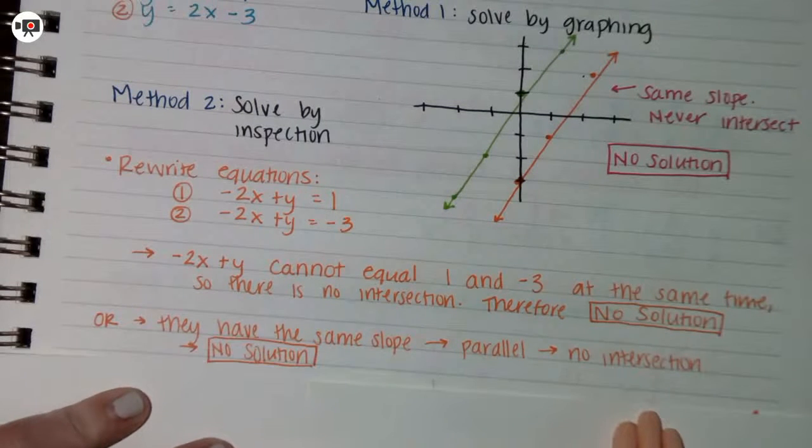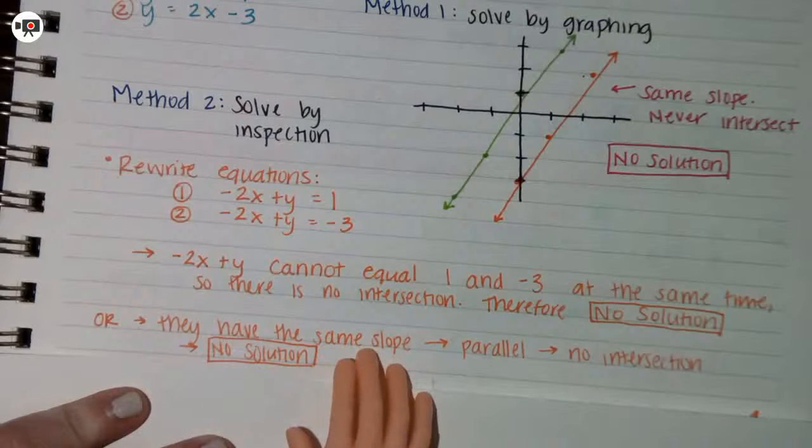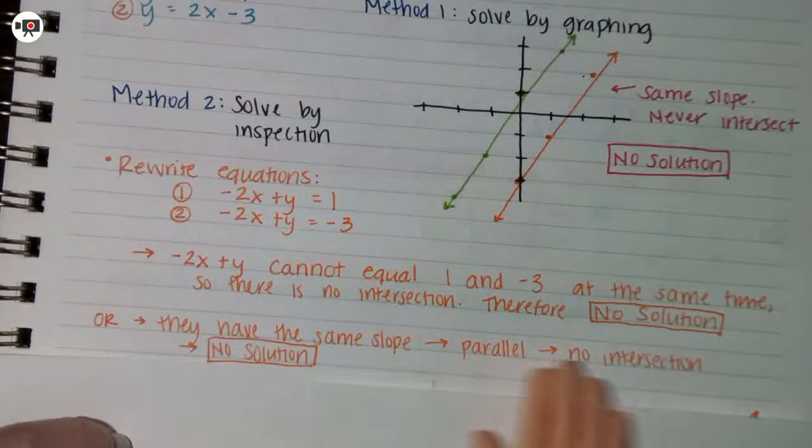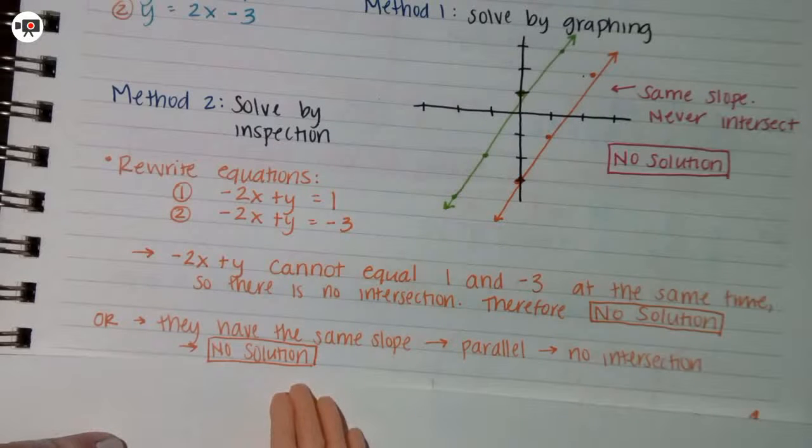Or I can think about it and explain. I can say they have the same slope, which means they are parallel, which means they have no intersection, and therefore no solution.